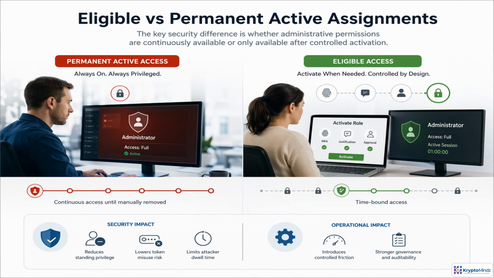The key shift is from standing privilege to just-in-time privilege. With permanent active access, an admin role is always available, which means a compromised account can quickly become a compromised environment. Eligible access changes that default. The user can request the role, but activation adds control points before privilege is granted. That small amount of friction creates time-bound access, stronger audit evidence, and fewer opportunities for token misuse or long attacker dwell time.